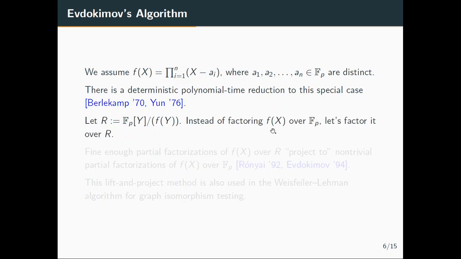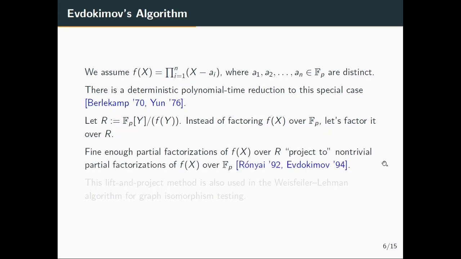Then instead of factoring f(x) over F_p, let's factor it over the ring R. Of course, factorization over R is not equivalent to factorization over F_p, but people have observed that if we get a good enough partial factorization over R, then such a factorization projects to a non-trivial partial factorization over F_p. In particular, if we get a complete factorization over R, then it projects to the complete factorization over F_p. So one way to get a factorization over F_p is to first lift to the algebra over R, compute the factorization over R, and then project it down to get the factorization over F_p.